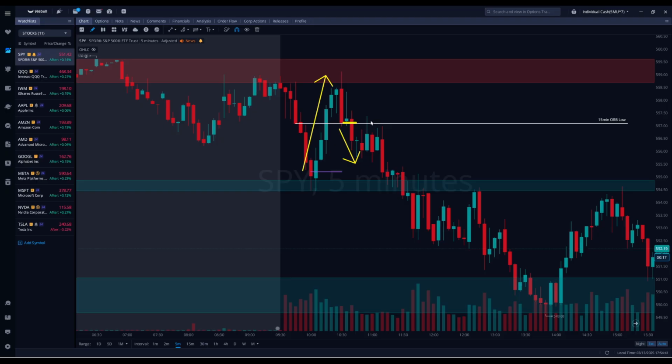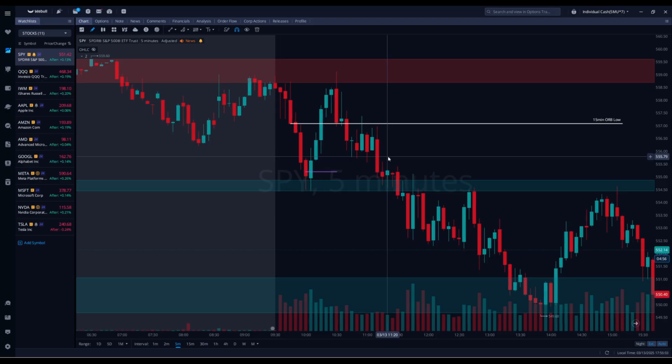We retested that level, which was this 15-minute opening range low, and we found some rejection there. And that was my second entry as well. And one of the things that I'm really struggling with is holding some runners. So the entries, if you've watched my previous videos, our entries have been on point.